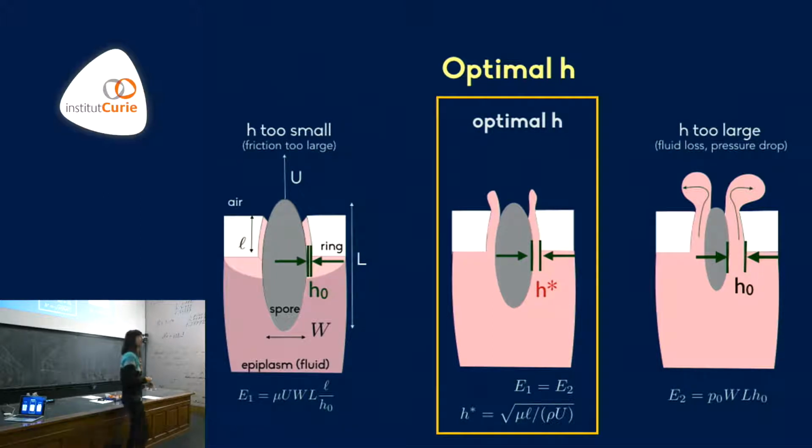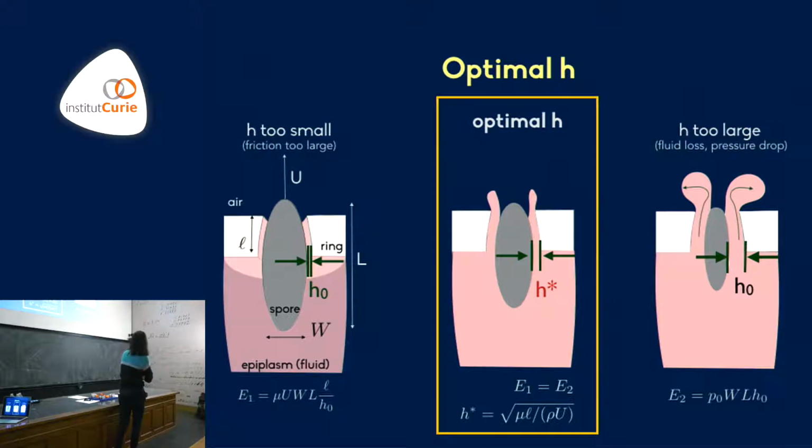Yes? Sorry. To get the second dissipation term on E2 there, what's the main idea to calculate the energy loss? It's essentially the volume that you lose. So W is the width of the spore, L is the length. Just the volume, okay. It's the volume of this fluid layer. Yeah, you're right, I didn't walk you through this. So H times L times W is the volume of fluid contained in here that comes out, the order of magnitude.